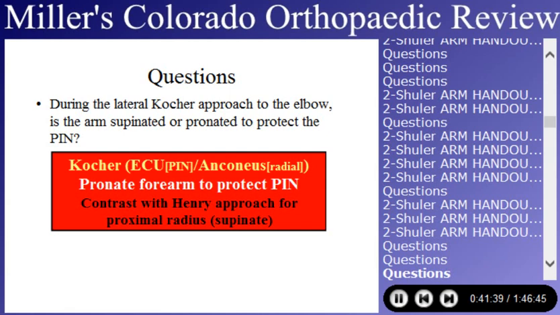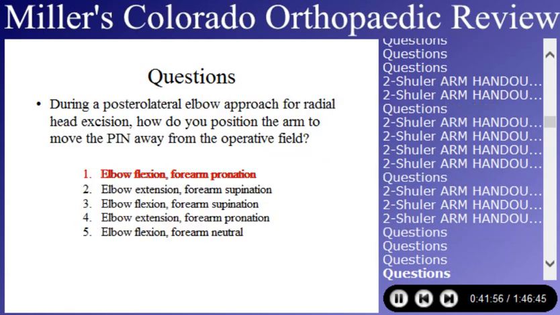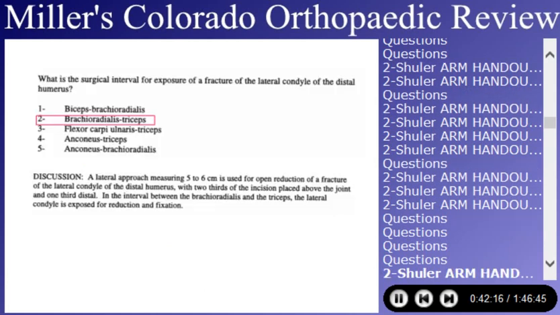Lateral Kocher approach to the elbow. Is the arm supinated or pronated to protect the PIN? Which way do you go? Pronate the forearm to protect the PIN. Contrast that to the Henry approach, where you have to supinate. Posterolateral approach to the elbow for radial head excision. How do you actually move the PIN away from the operative field? So they throw something else in addition to it. We've got to pronate it. What else do you have to do? You have to flex the elbow. Flex the elbow and then pronate in addition. Surgical interval for exposure to fracture of the lateral condyle of the distal humerus is between the brachioradialis and triceps.